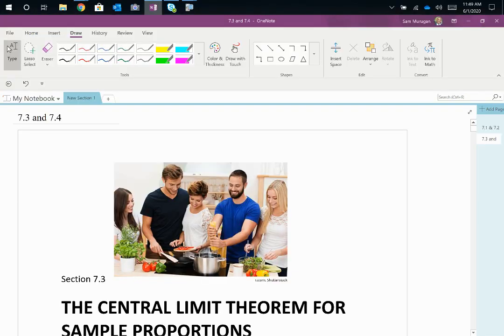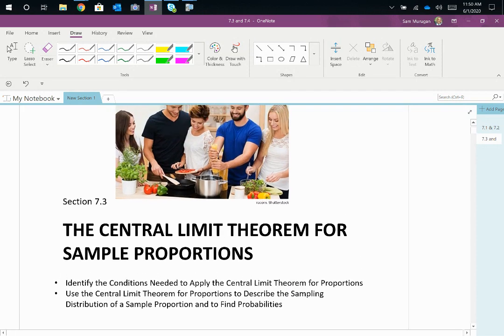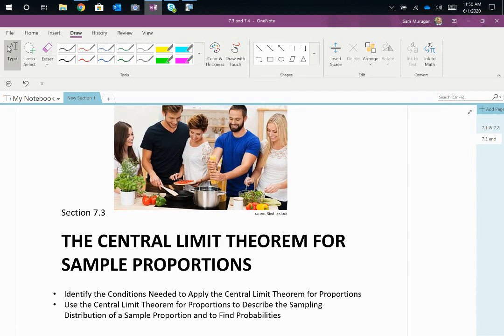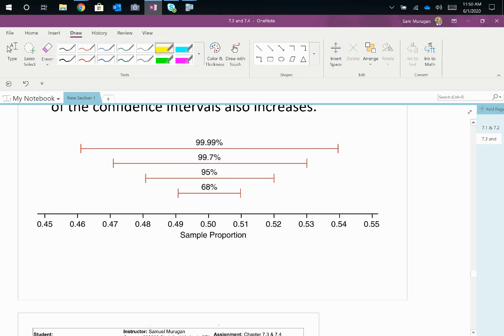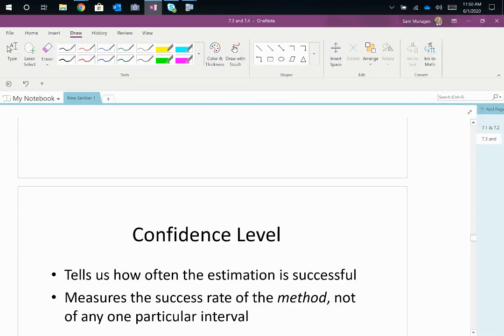Chapter 7.3 and 7.4. So we're first of all going to be discussing something called the central limit theorem for sample proportions, identify the conditions and the need to apply what's called the central limit theorem.